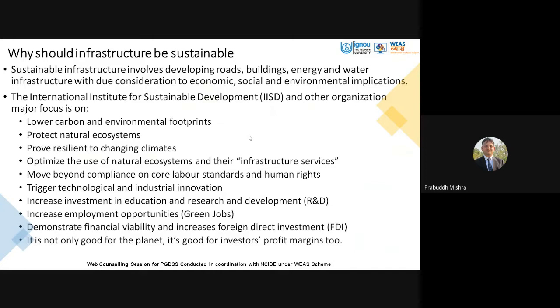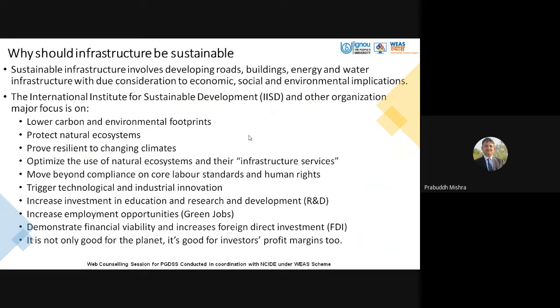While implementing any project, one must qualify EIA and SIA, that is, what kind of impact any project is going to have on the environment and the society living in that particular project area. So we can see that sustainable infrastructure involves an array of activities like developing roads, building energy and water infrastructure. It also considers economic, social and environmental implications.